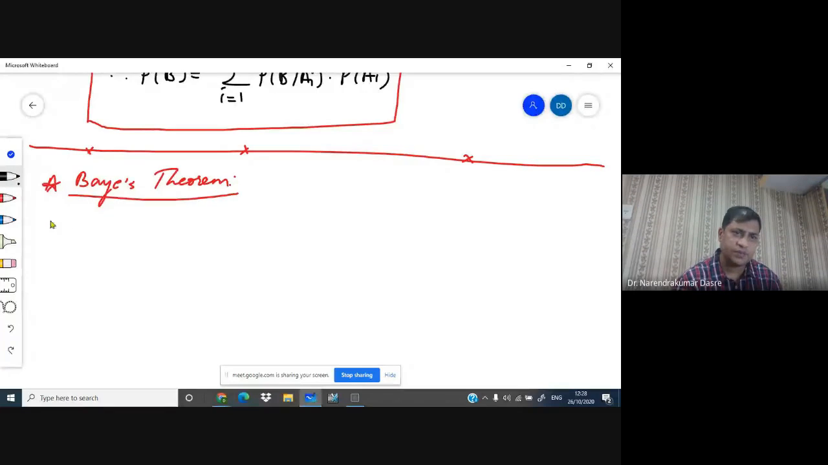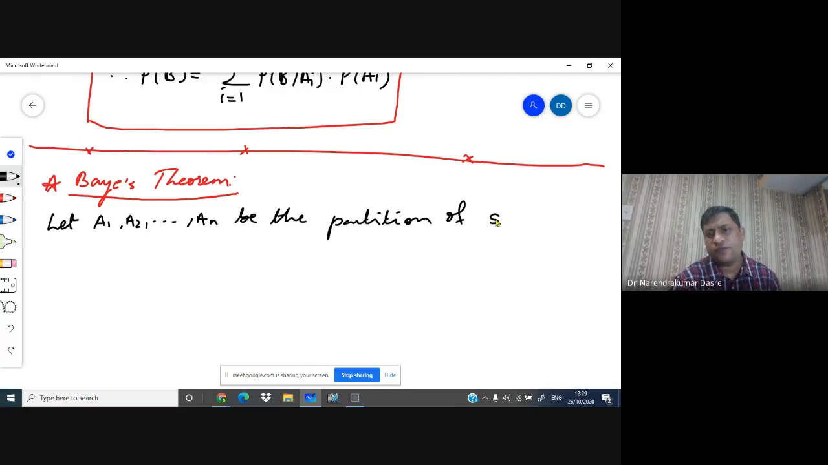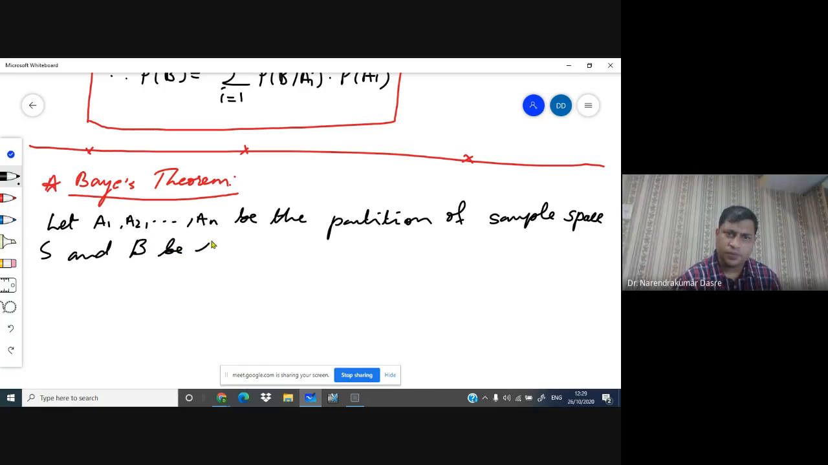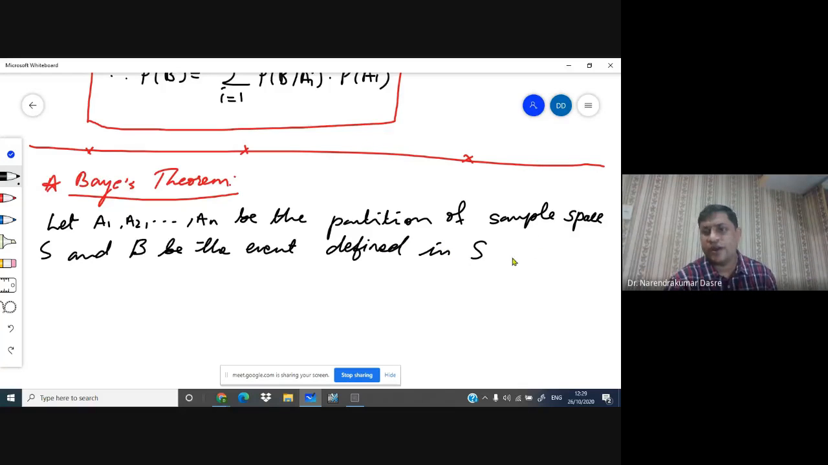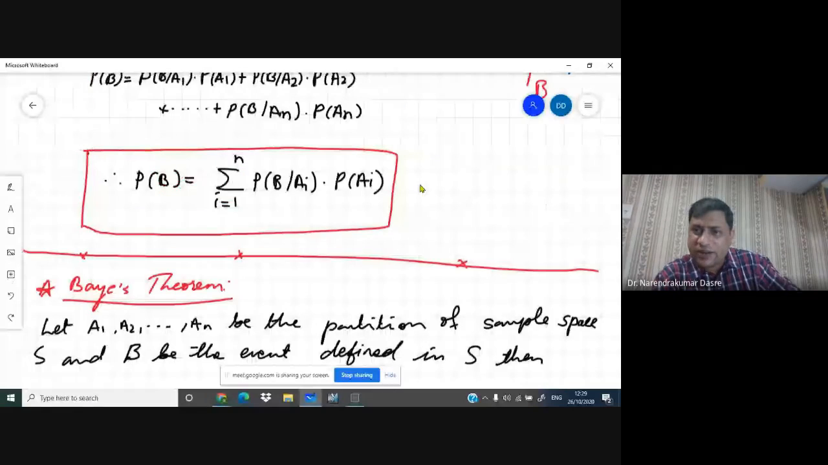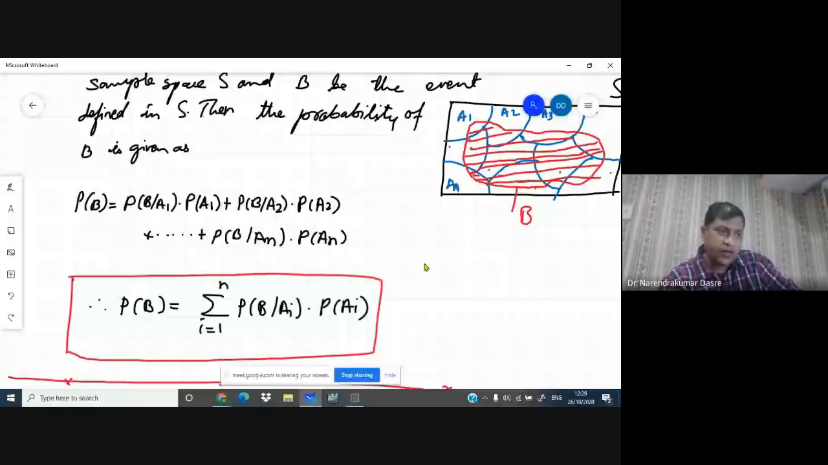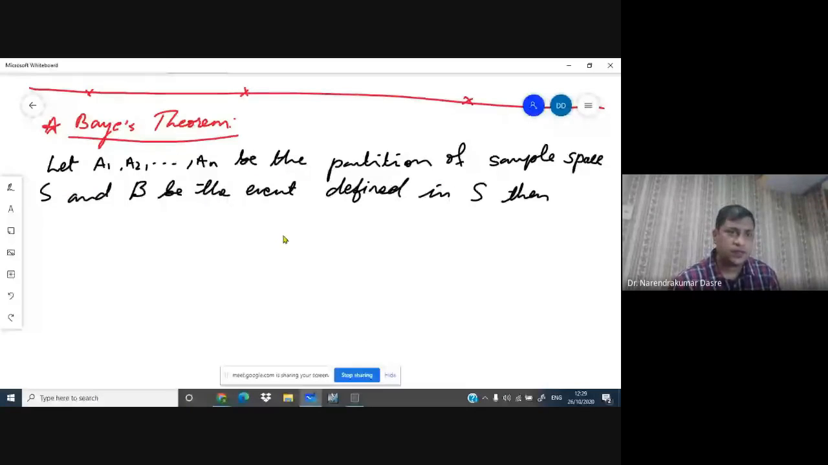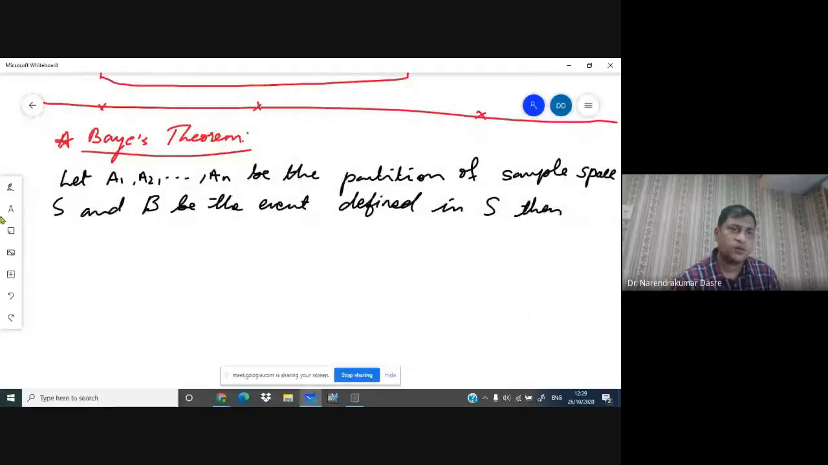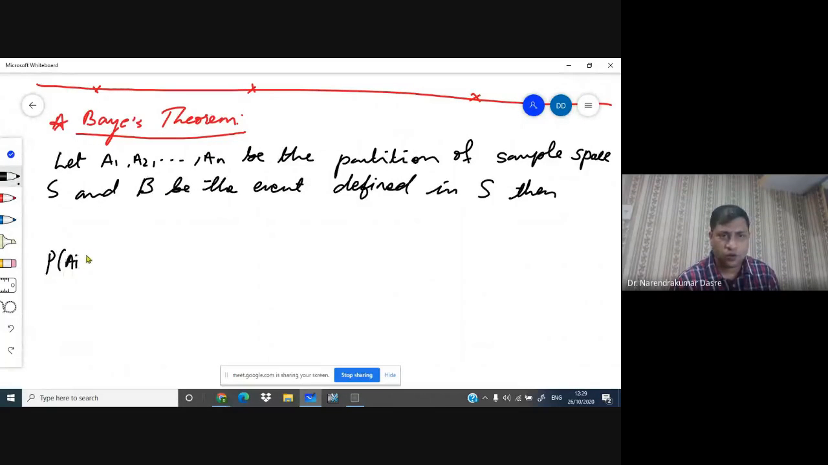Okay, so here the conditions are very same. So let A1, A2 up to AN be the partition of sample space S and B be the event defined in S. Okay, then you can see the conditions are same, but here the important thing is that we calculated the probability of B over the partition, and now I am calculating the conditional probability of an element of the partition over B. Okay, and hence what we have here is the probability of AI over B.